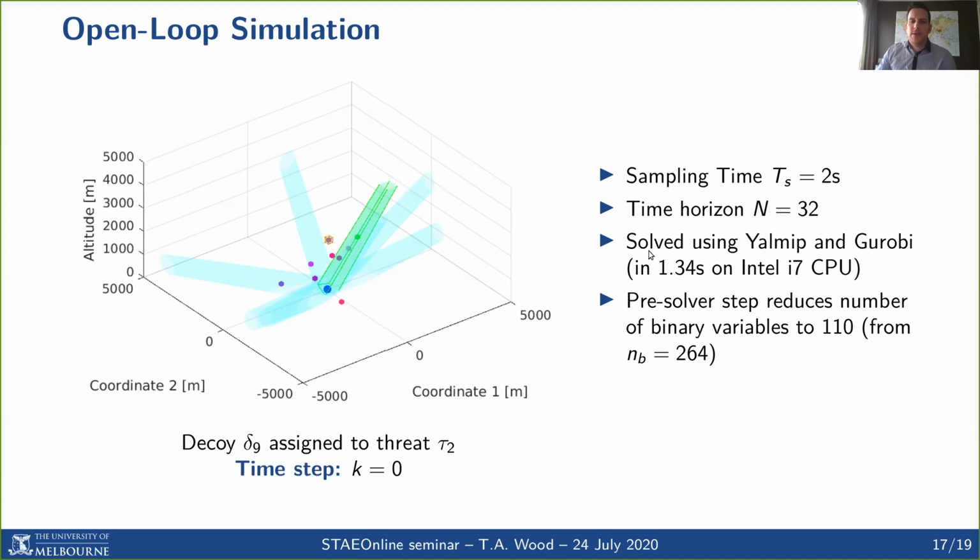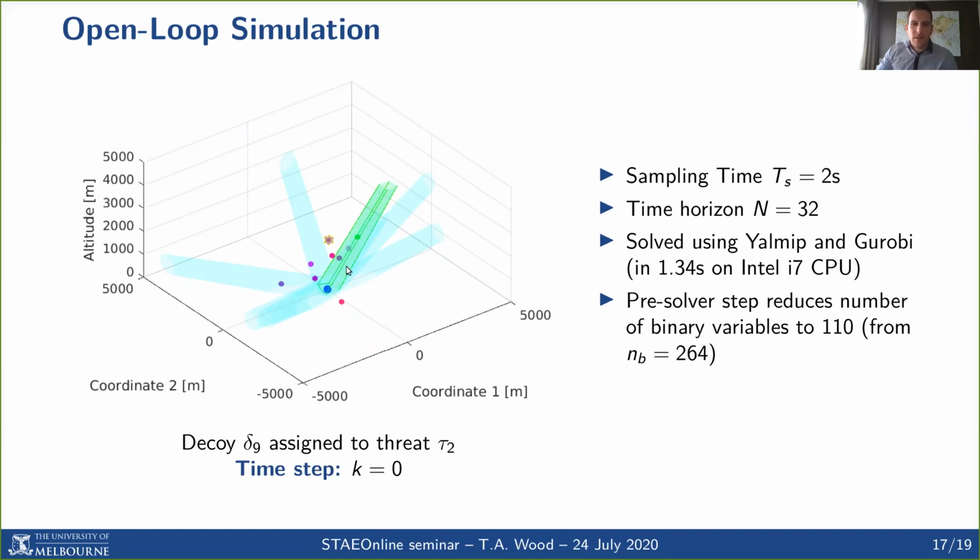And so here I'm showing that for the planning, we've got a very crude model and a sampling time of 2 seconds. And we're looking at a prediction horizon of 32 steps, so about 60 seconds. And so again, we see the same scenario as before. We're going to focus on this decoy here, decoy number 9, that is assigned to threat number 2. So just for them, I'm showing the box. We see here, so this decoy, we show the safe set and the threat. We have the tracking cone in cyan and our approximation of the tracking cone in green.